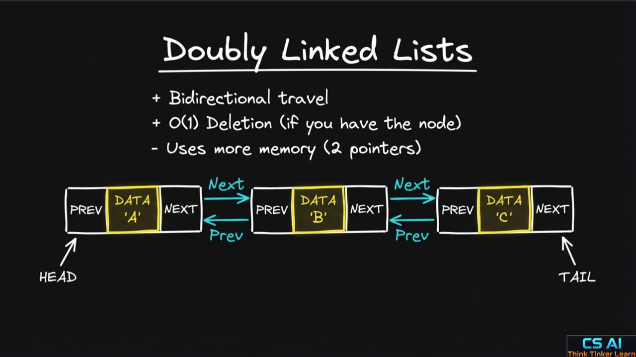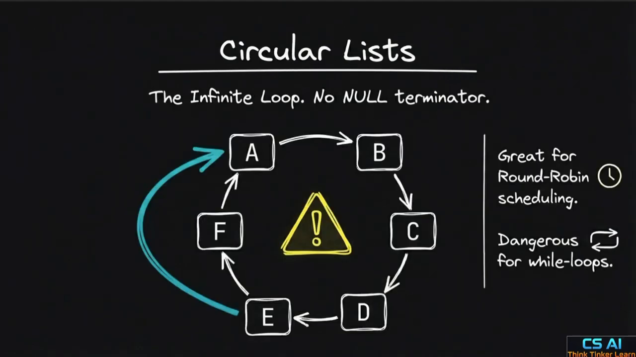The trade-off is that it uses more memory, because of two pointers per node, increasing the memory footprint of the structure. Another important variation is a circular list. These are characterized by the infinite loop. No null terminator. In a circular list, the last node's next pointer points back to the first node, creating a continuous cycle: A to B to C to D to E to F, and then F back to A. These are great for round robin scheduling and continuous processes like playlists. However, they are dangerous for while loops if not handled carefully, as standard loops that check for a null terminator will run forever, leading to infinite loops.